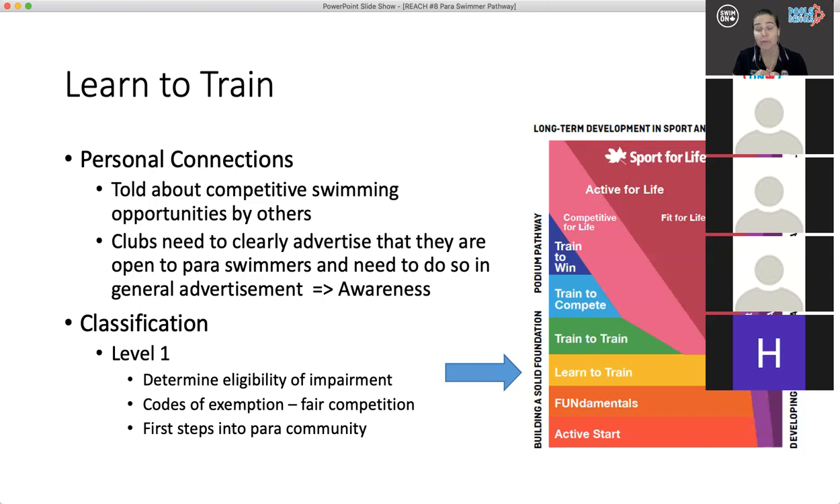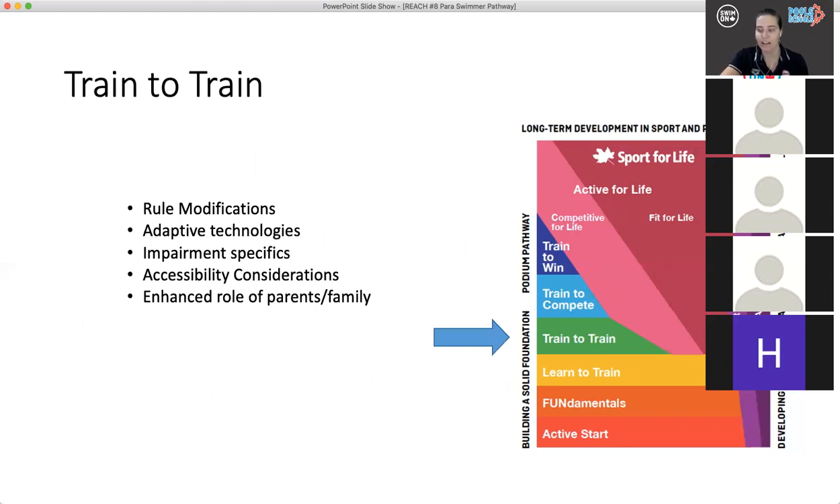So we have some plans for some virtual programming in January, and then we are looking towards the spring of potentially offering some in-person regional camps to really target grassroots, those that are new, and how do we best support the athletes, the families, and also the coaches. Moving up, we are at Train to Train. Train to Train, this is when athletes are really starting to compete in sanctioned meets. And this is where coach education becomes a really big thing.